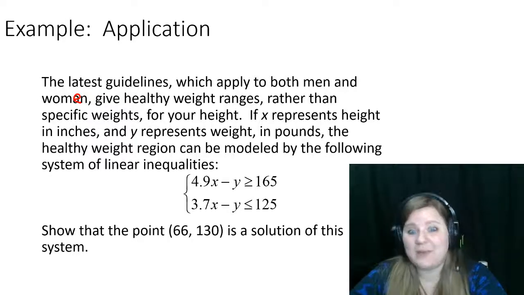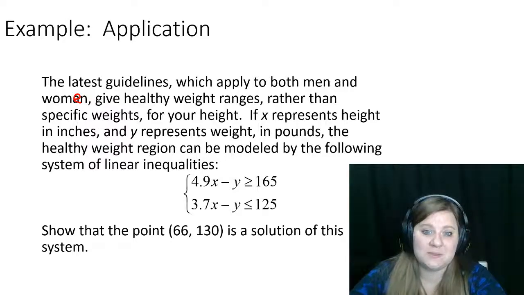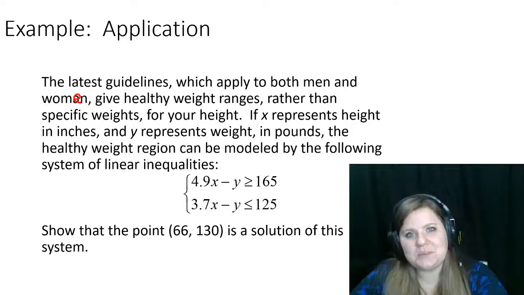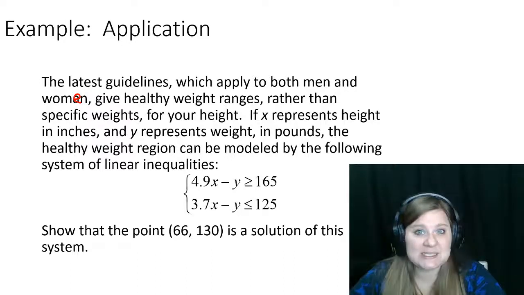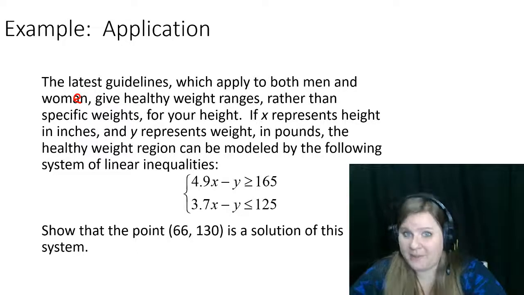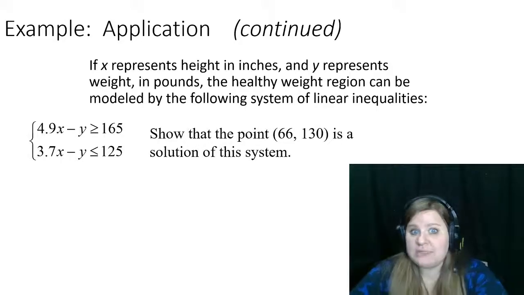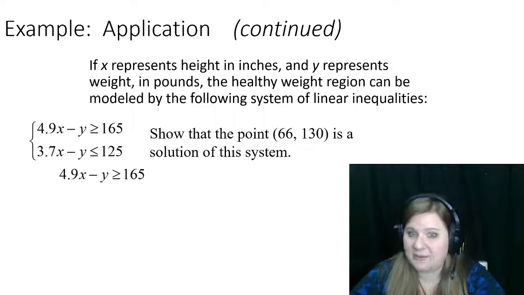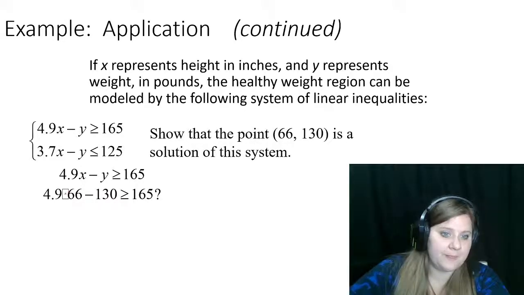4.9x minus y should be greater than or equal to 165, and 3.7x minus y should be less than or equal to 125. We want to show that the point 66, 130 is a solution of this system. So for example, someone is 66 inches tall, being 130 pounds is a healthy weight. Well, the good news is that's pretty easy to do. We just need to substitute 66 in for x and 130 in for y and see does it work.